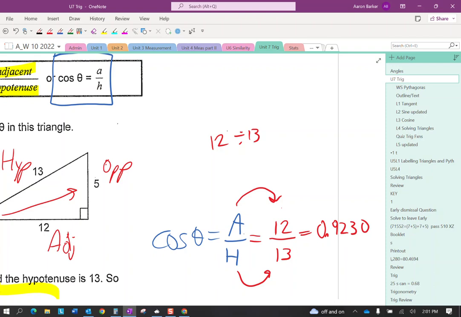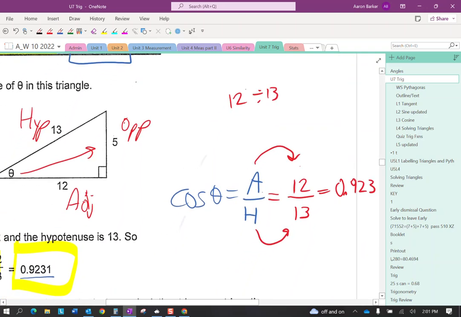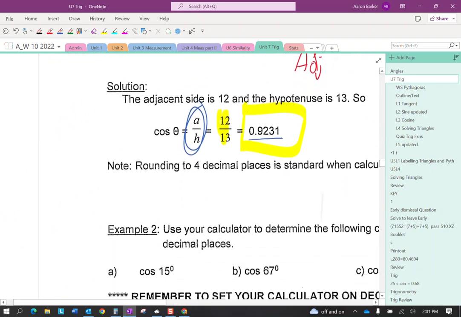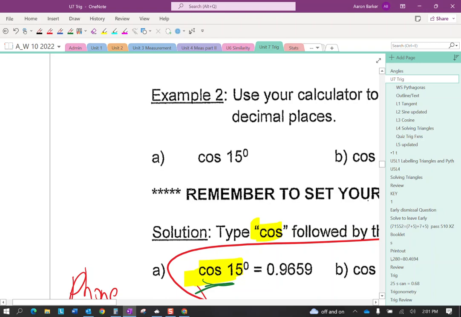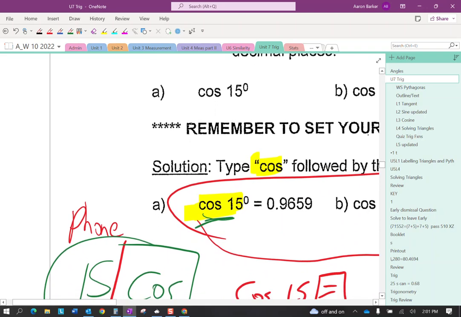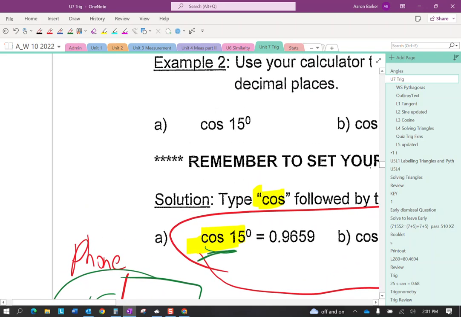Okay. So that's finding the ratio from the triangle. Now we're going to find the ratio given the angle, just like we did up above. So here we have cos 15 degrees. It's not the same as sine 15 degrees. So do it on your calculator. Make sure you get 0.9659. If you're not getting that, come up right away.